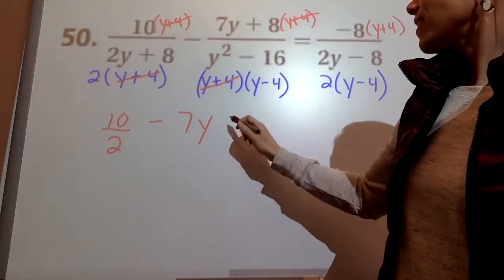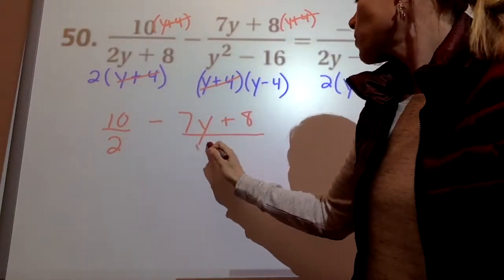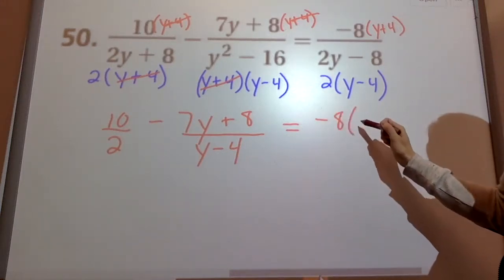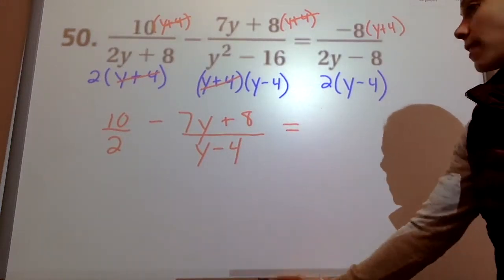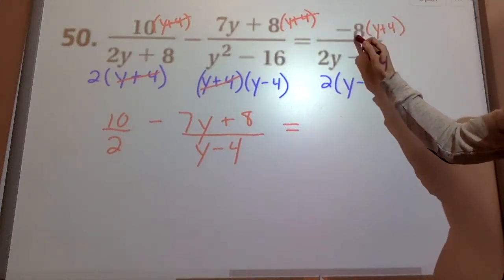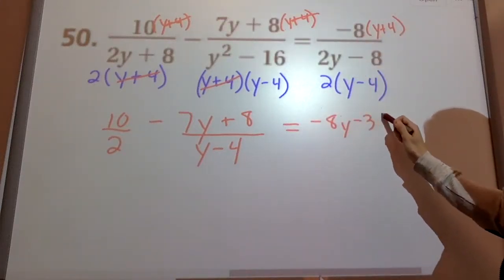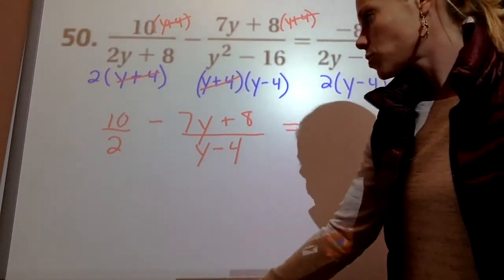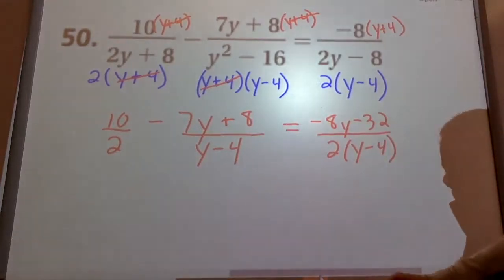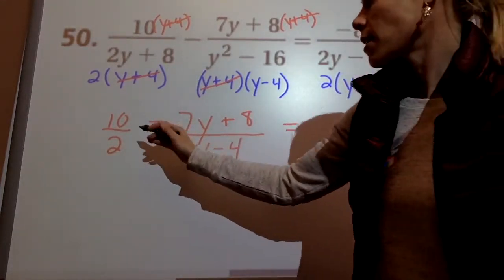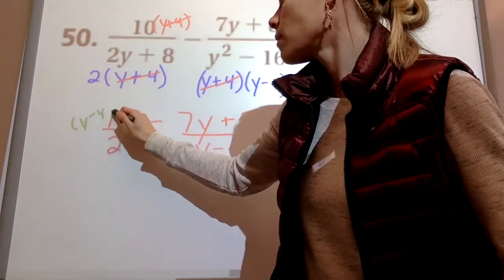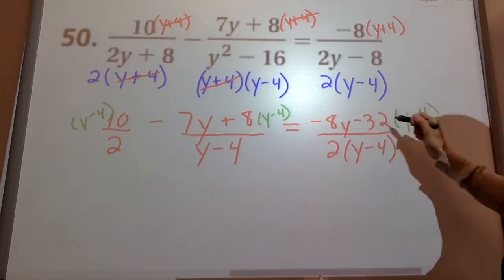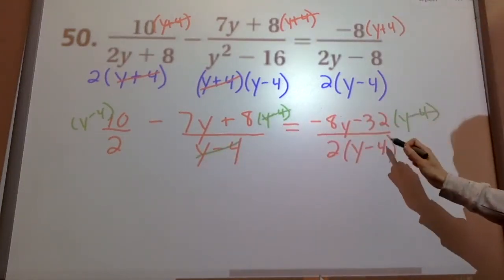7y plus 8 over y minus 4 equals negative 8. Let's multiply that. Negative 8y minus 32 over 2y minus 4. And then you pick, there's 2 and y minus 4, so pick another one. Y minus 4, okay, so y minus 4, y minus 4, y minus 4.